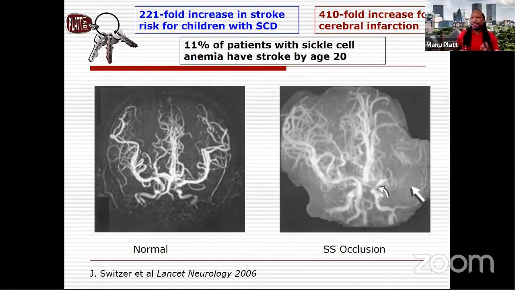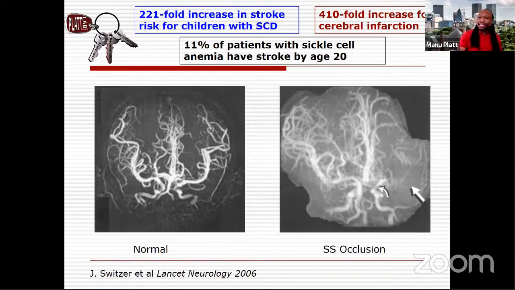And so there's a lot of questions about why this group of patients is at risk for strokes. This is actually a magnetic resonance angiogram of a very young girl, and you can see there's an occlusion here, and this whole region of her brain is not getting oxygen. So this is a major paralytic stroke. Now, when I was studying strokes and atherosclerosis, it was like, well, that doesn't happen until the 6th, 7th, 8th decade.